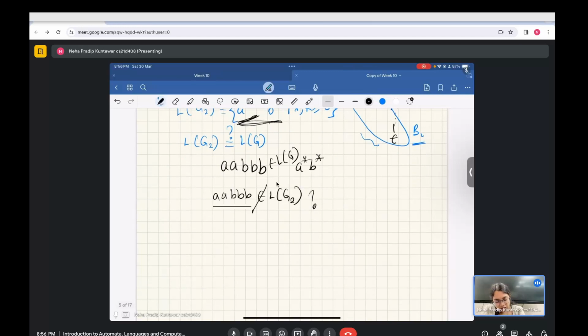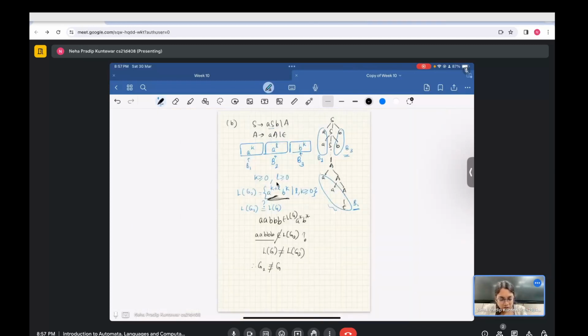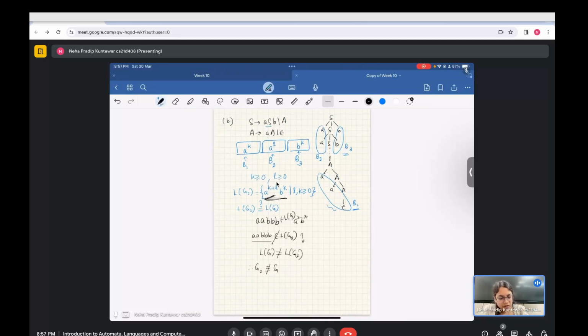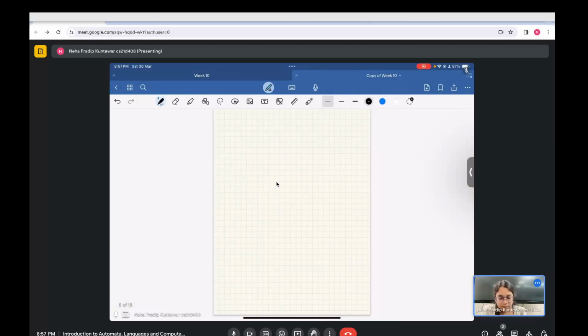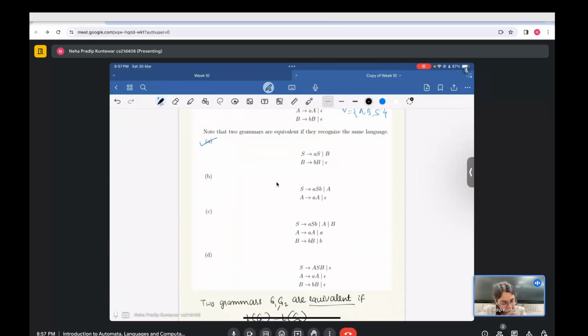Therefore we conclude that L of G is not equal to L of G2. Therefore G2 is not equivalent to G. So B is not the correct answer. Similarly, we will do similar checks for part C and part D. Let me write this grammar on the other page.